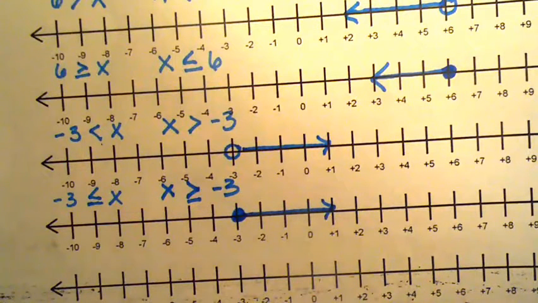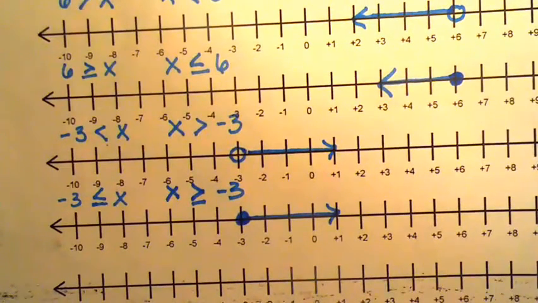So sometimes rewriting it so that your variable's on the left and the numbers on the right helps you figure out which direction your arrow needs to go. All right. I hope that helps a little bit.